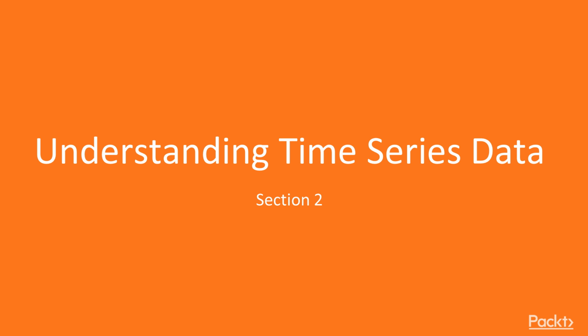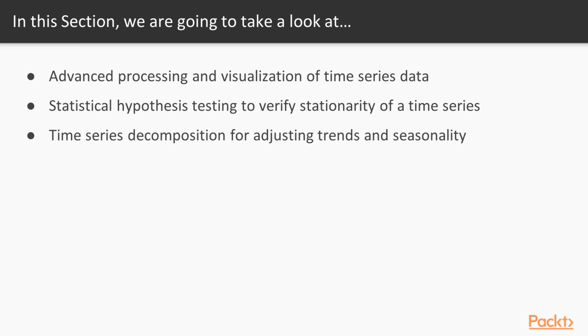In order to further improve forecasting, the irregular fluctuations are assumed to be independent and identically distributed observations, and modelled by a linear regression on variables other than the time index. In this section, we'll cover advanced processing and visualization of time series data, statistical hypothesis testing to verify stationarity of a time series, and time series decomposition for adjusting trends and seasonality.